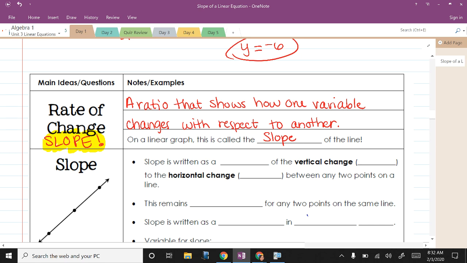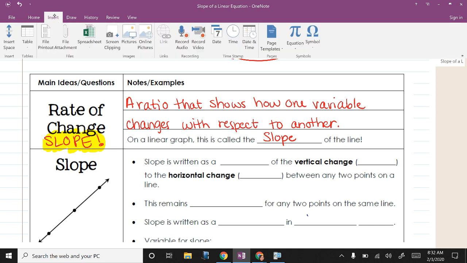Okay, if it's a graph, it means slope. If it's a word problem, it means slope. Rate of change means slope. Okay. So we're just going to fill in a little bit here.